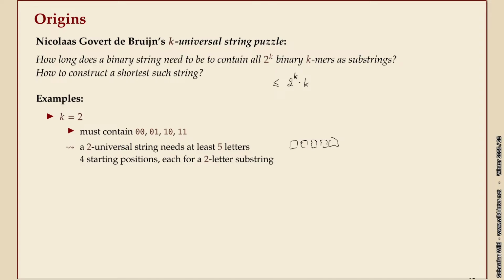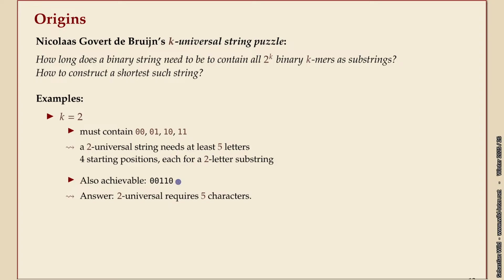Turns out you can also do this. Here's one. So you have 00, you have 11, you have 01, you have 10, all 4 occur. And we've used 5 characters. So clearly this is an optimal solution because I've just proved everything has to use at least 5. Curious. But k equals 2 is tiny, right? So maybe you have to try another one.